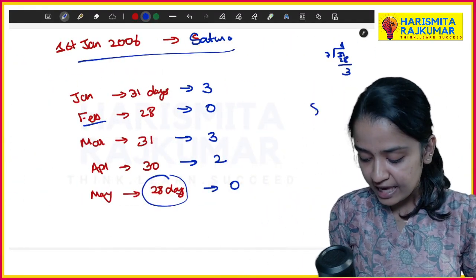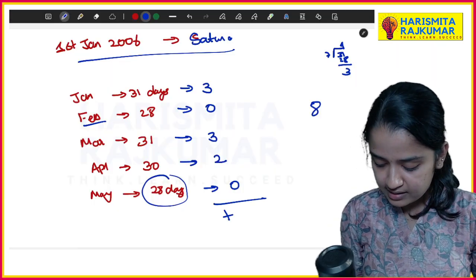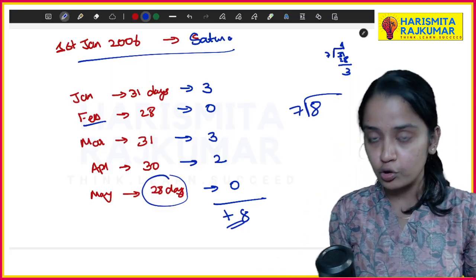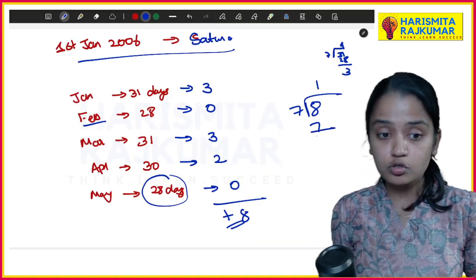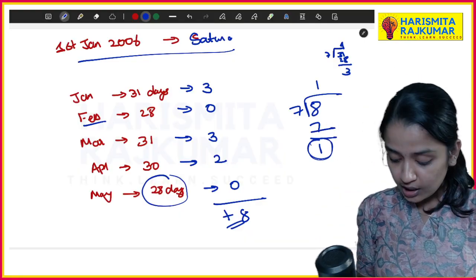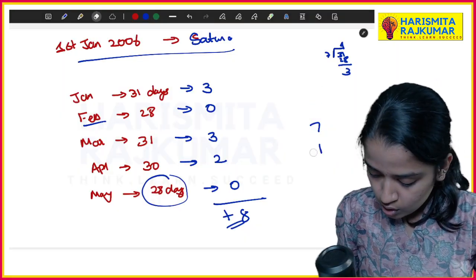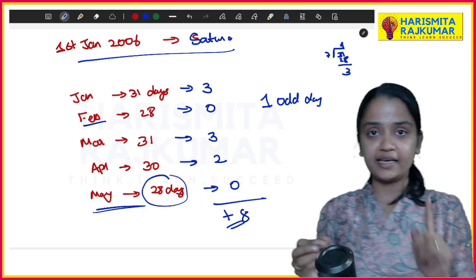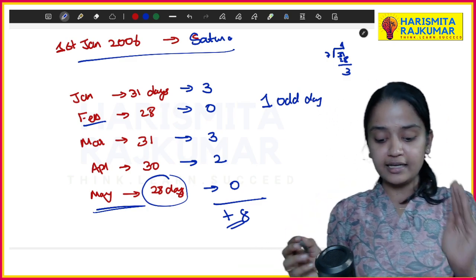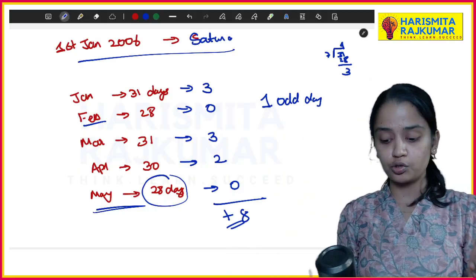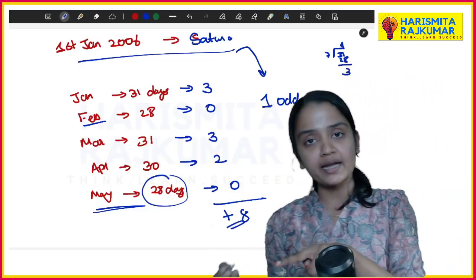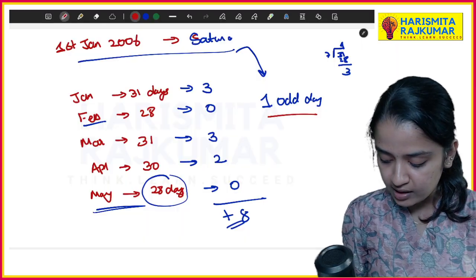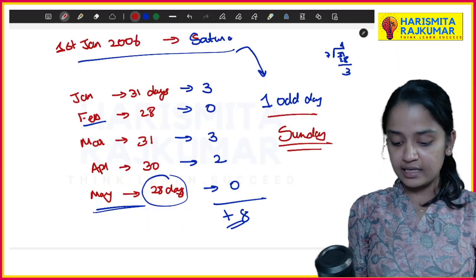When I calculated, it is 8. So when I add all these things, I get 8. 8 divided by 7, I'll be able to find the odd days. 1 seven is 7, so balance you have 1. So here you have 1 odd day for May 28th. So from 1st January 2006, which is Saturday, if you add 1 odd day, your answer is Sunday.